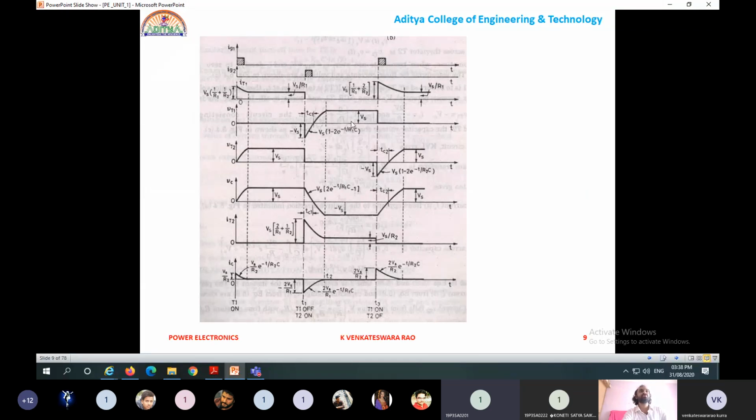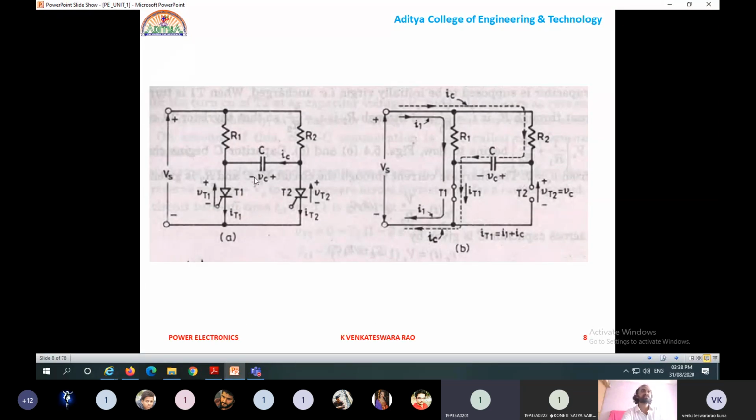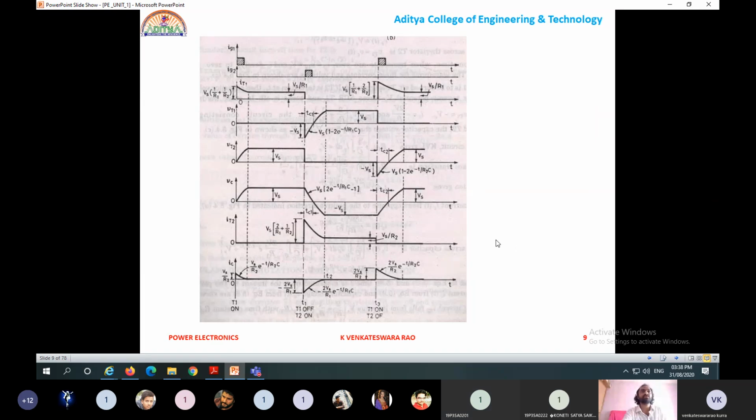So these are the waveforms. This is the class C commutation and these are the waveforms. We'll start from this point. Initially, this one is the waveform of the capacitor voltage. If T2 is triggered, negative voltage appears across the capacitor like this. This one is minus Vs.